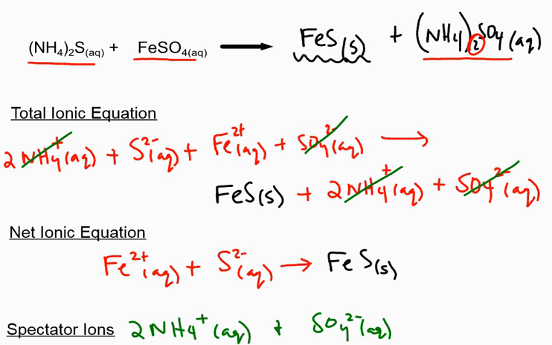So that's how you do total ionic equations, net ionic equations, and figuring out your spectator ions. I'd like you guys to try the last example on your own from your notes and see what you get from that.